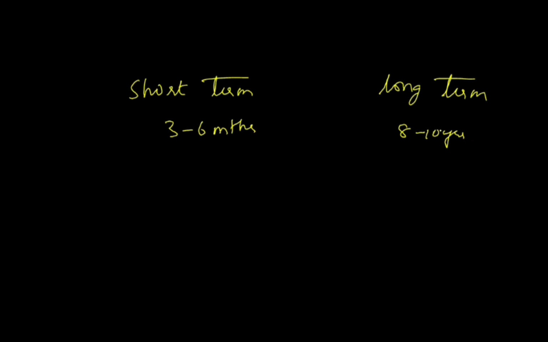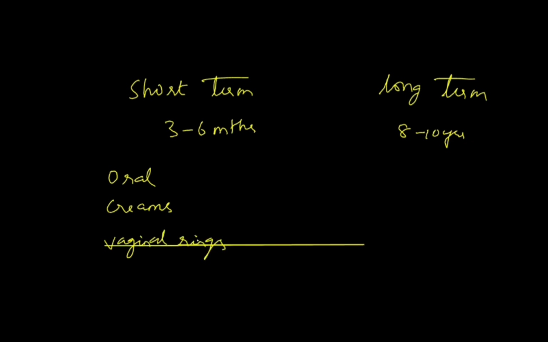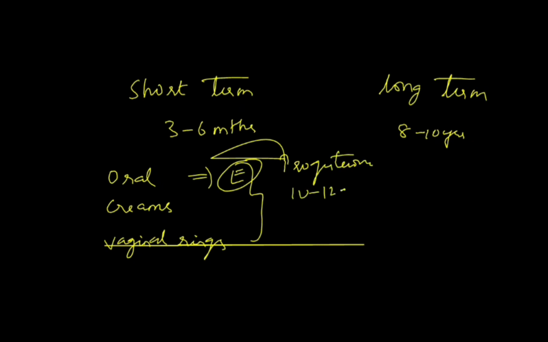So what are the forms in which you can give short term hormonal replacement therapy? You can give oral tablets. There are vaginal creams and estrogen creams available, and there can be usage of vaginal rings. Of these three, when we give oral estrogen, the woman can develop endometrial hyperplasia and later even endometrial carcinoma. Therefore it is better to give progesterone in these women. Progesterone should be given for at least 10 to 12 days every month so that the endometrial hyperplasia comes down.